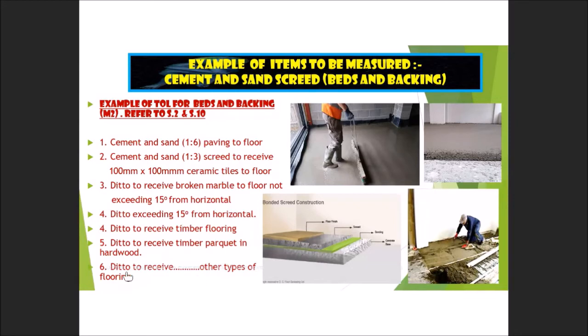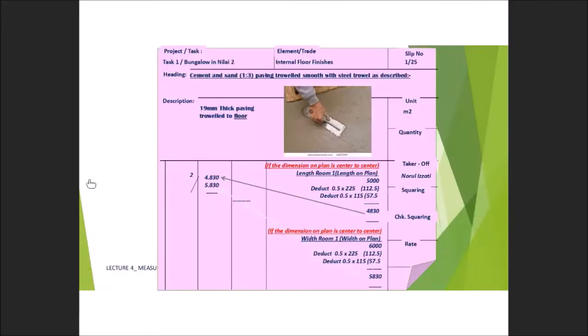And number 6 and so on, I write down here 2 other types of flooring. Remember, if you have different types of flooring, even though the screeds are similar, you have to measure separately. This is an example of the photos to show the screeding process. Look at this example. I put this one as the heading because maybe you have different categories. Cement and sand paving, trowel smooth with steel trowel as described. You have to write down the thickness and then write down paving. Paving is also known as cement render, to floor. To floor is normally a flat surface.